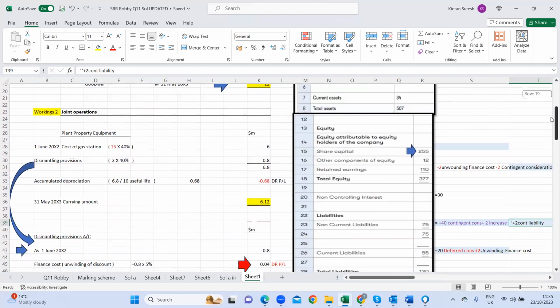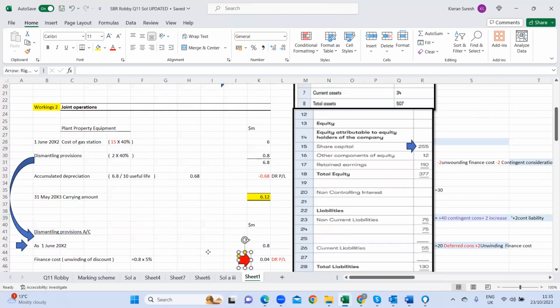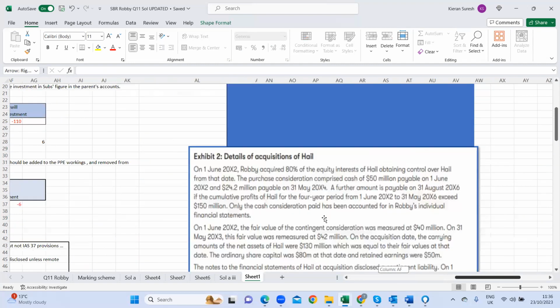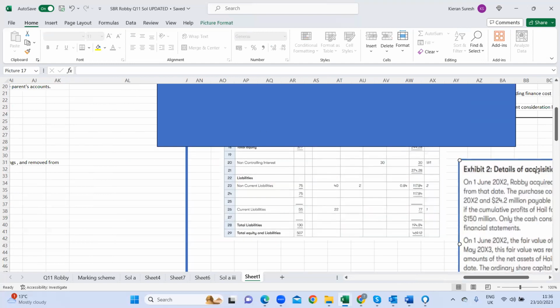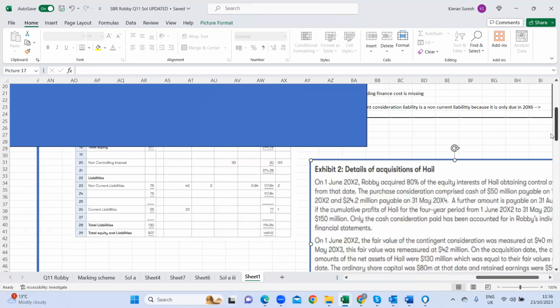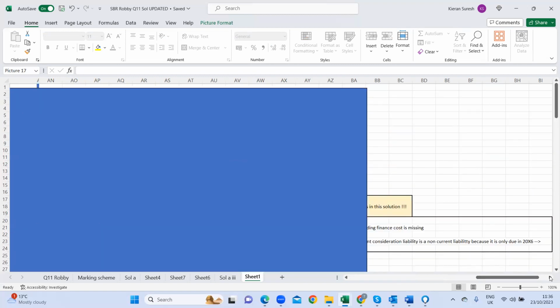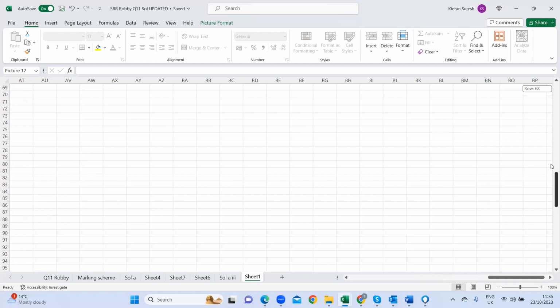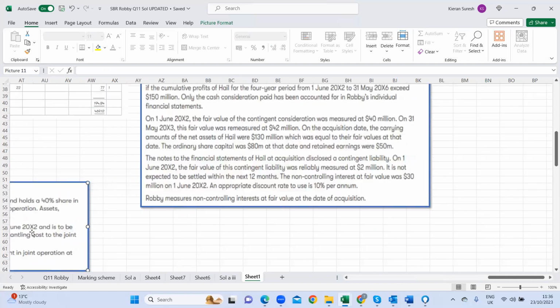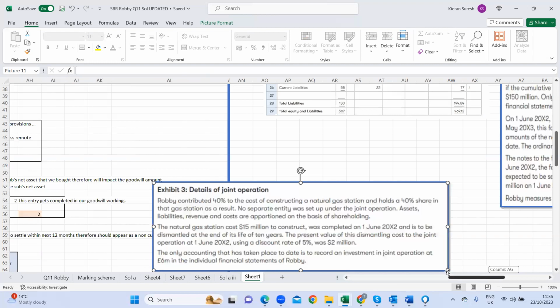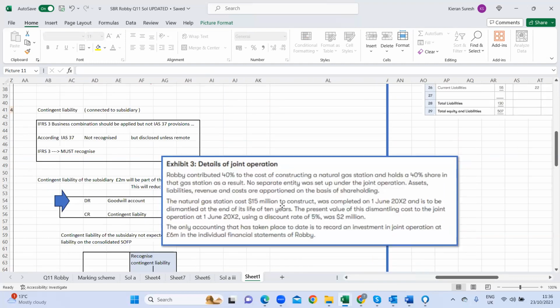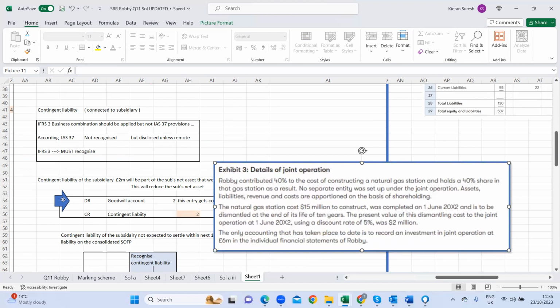I need the joint operations slide. Take this off. Right, this is the joint operations exhibit. Let's look at it. They're saying Robbie contributed 40% of the cost of constructing a natural gas station and then has a 40% share in the gas station as a result. You know, it is a joint operation.